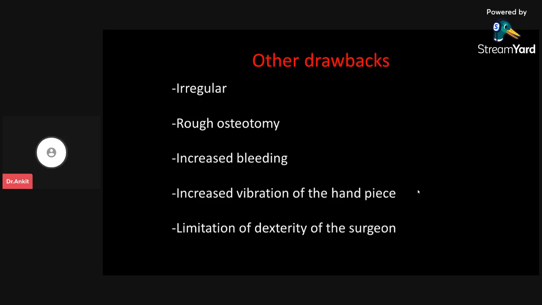Okay, so let us complete this seminar. Other drawbacks are irregular rough osteotomy, increased bleeding, increased vibration of the handpiece, and a limitation of the dexterity of the surgeon, right? So in such a scenario, we have to understand the drawbacks referred to with the other rotary instruments.